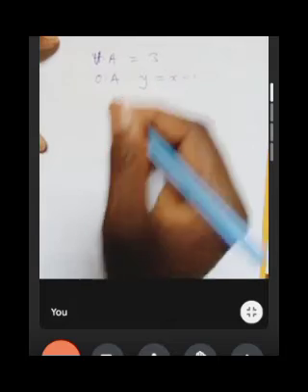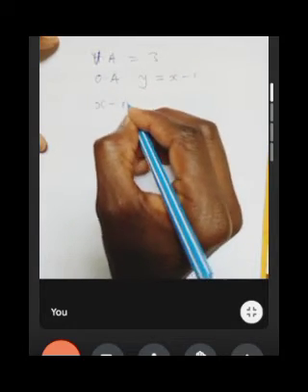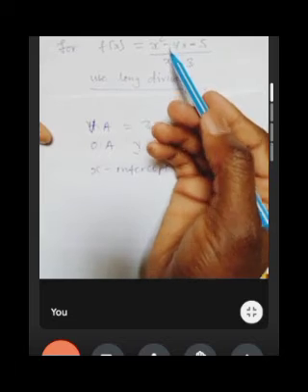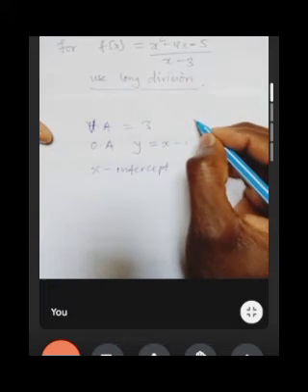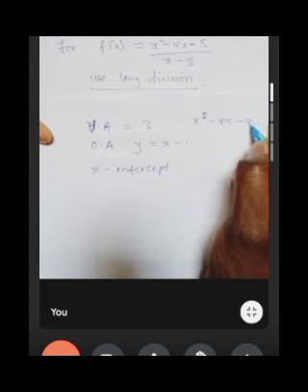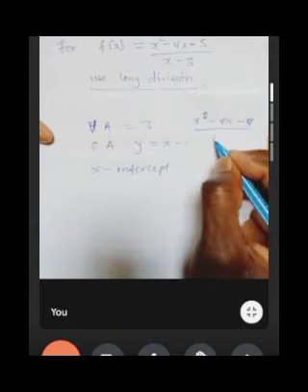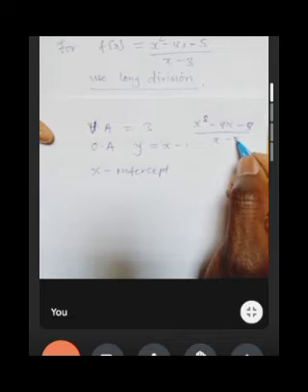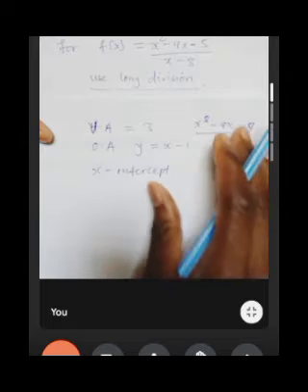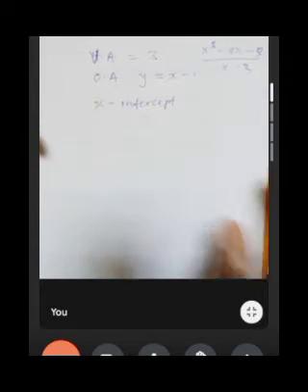Now, how do you find the x-intercept? These are the things that are very, very important. For the x-intercept, we have this function, which is what we have been given: x to the power 2 minus 4x minus 5, divided by x minus 3. To find the x-intercept, y must be equal to what? 0. Y has to be equal to 0.